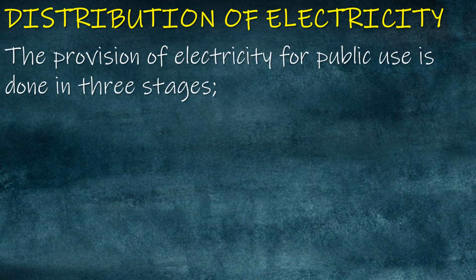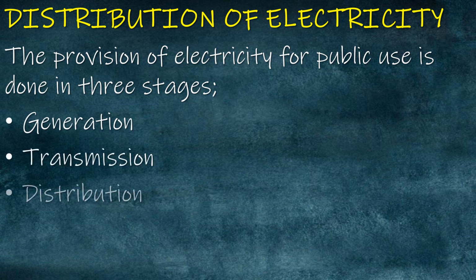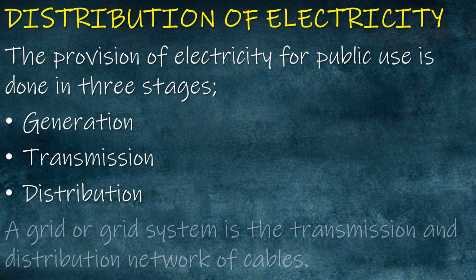Now, here comes something very interesting, the distribution of electricity. We want to see how electricity flows. The provision of electricity for public use is done in 3 stages. Remember, for electricity to reach you, these are the stages. Number 1, it's generated. Number 2, it's transmitted. And number 3, it's distributed to the homes, to the factories, to the different places.